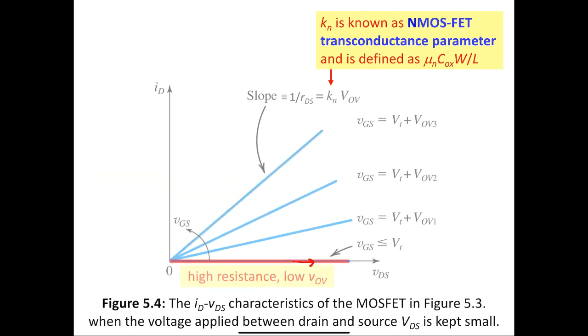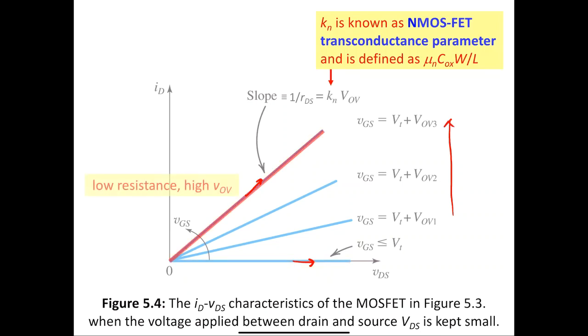Then we showed this graph which simply demonstrates that down here we have one case with high resistance, low overdrive voltage. Up here we have low resistance, high overdrive voltage. And so essentially it's that overdrive voltage, which is VGS, that allows us to control the resistance.